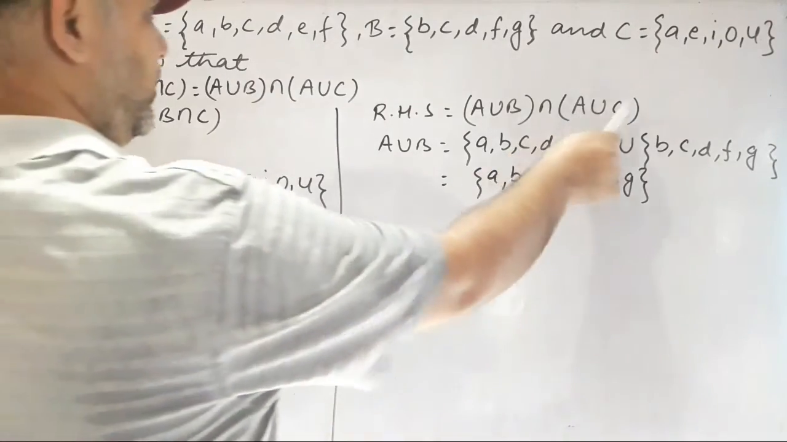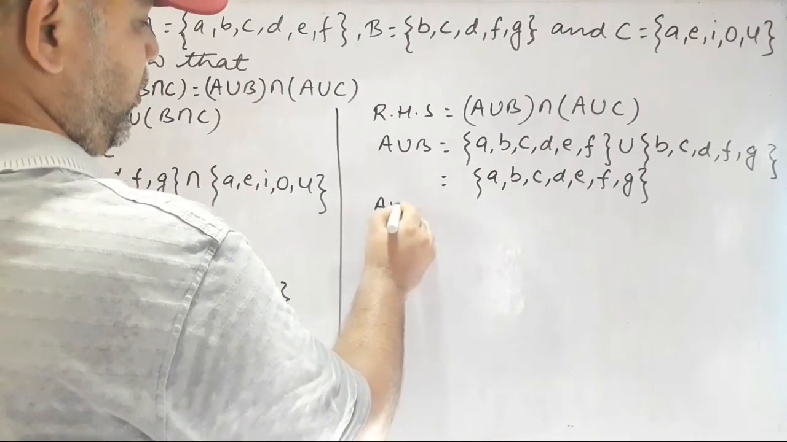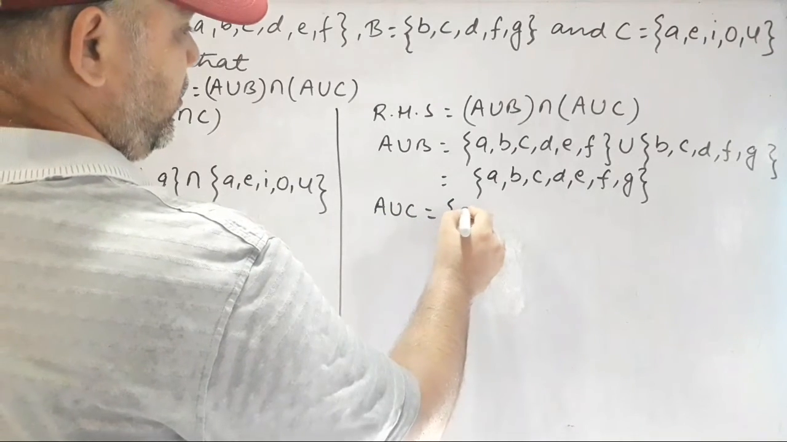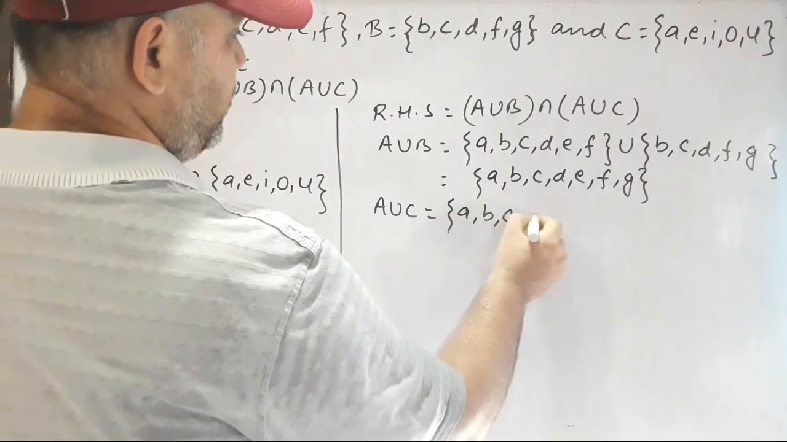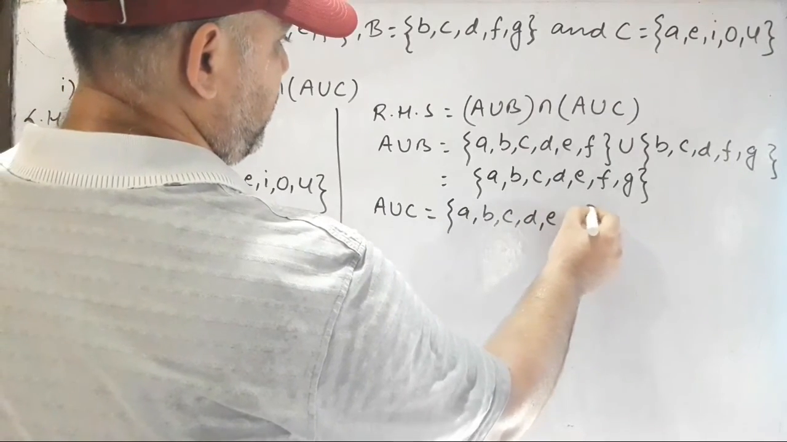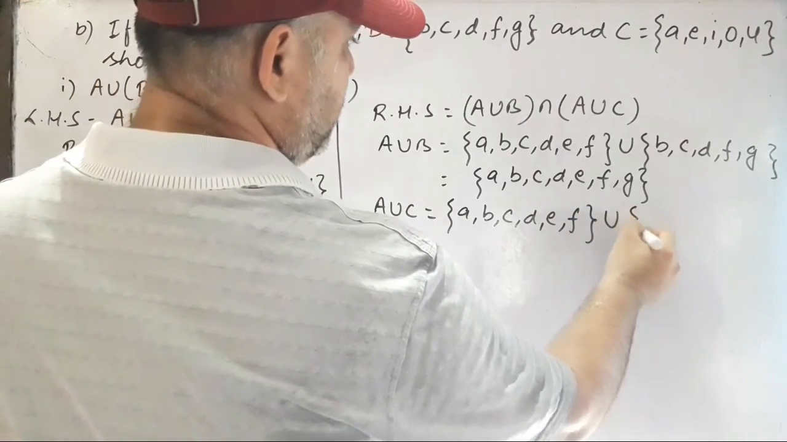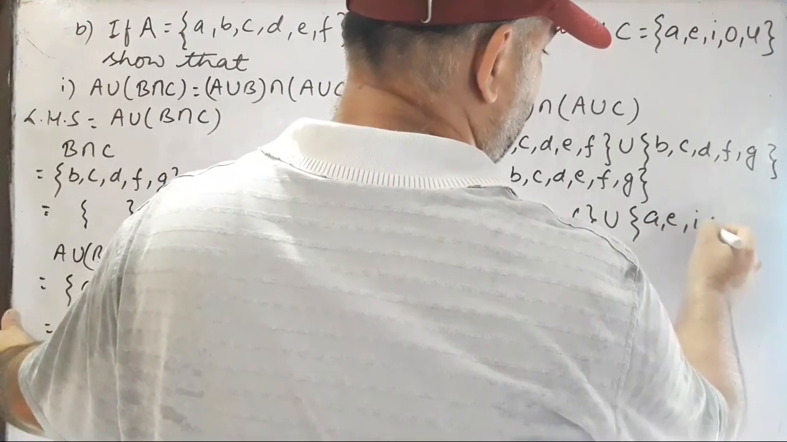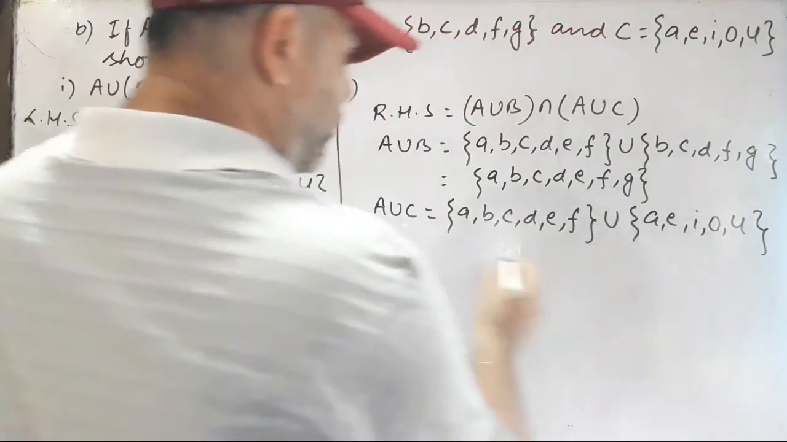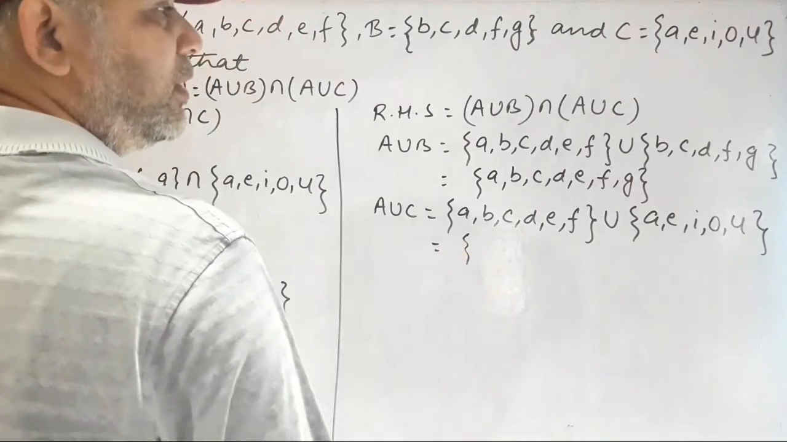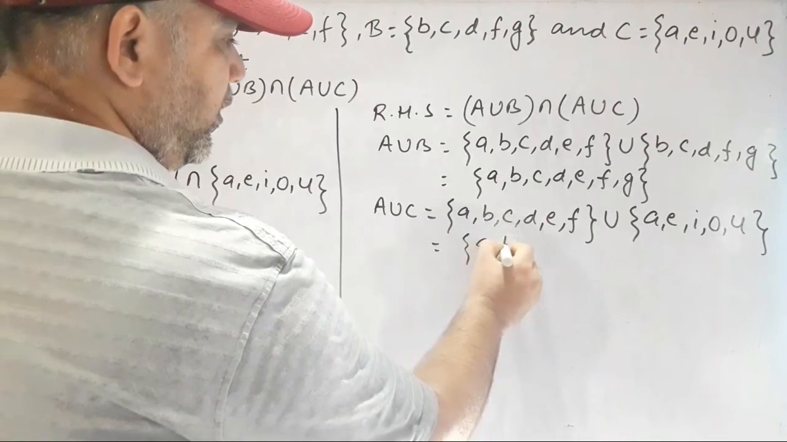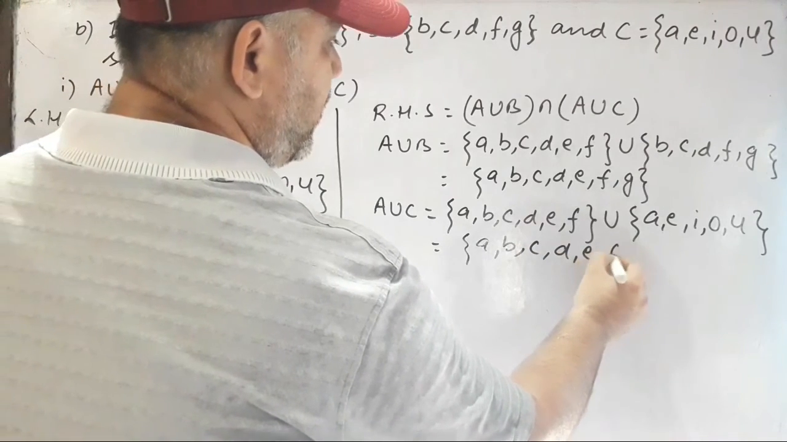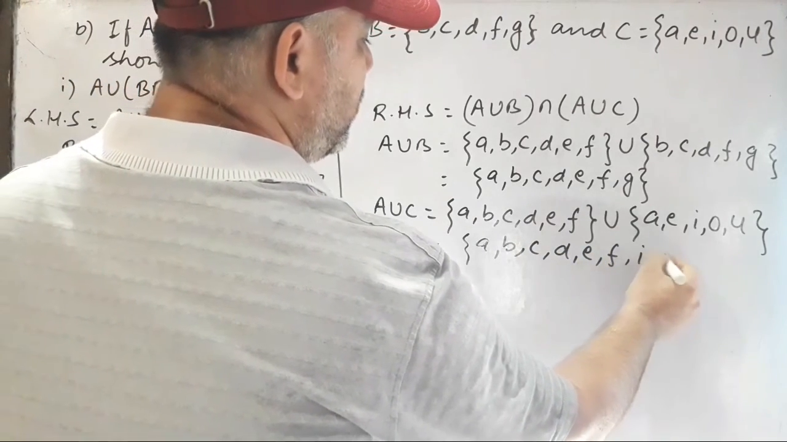Now A union C equals the elements of A, B, C, D, E, F, union the elements of set C, A, E, I, O, U. Write down all the elements together: A, B, C, D, E, F, I, O, U.